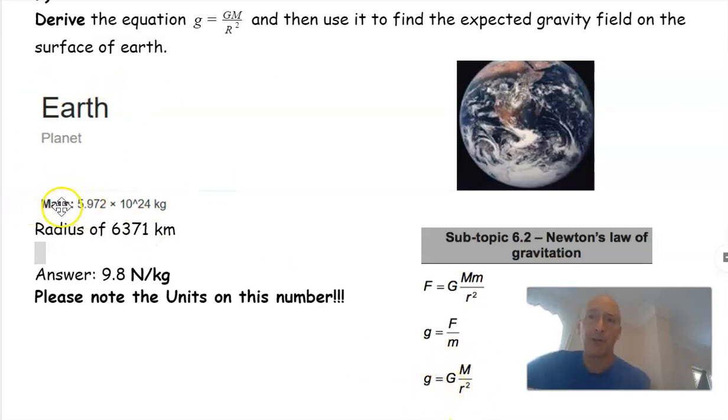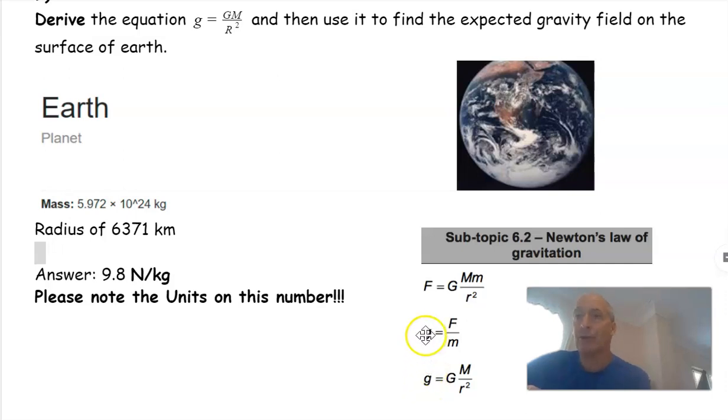So we have data for the Earth. Here's the mass of the Earth. Here's the radius of the Earth. Wrong units, got to be in meters. And we're going to plug and chug that in with G to get small g. So be careful. This is the universal gravity constant, capital G, not to be confused with gravity field, small g.